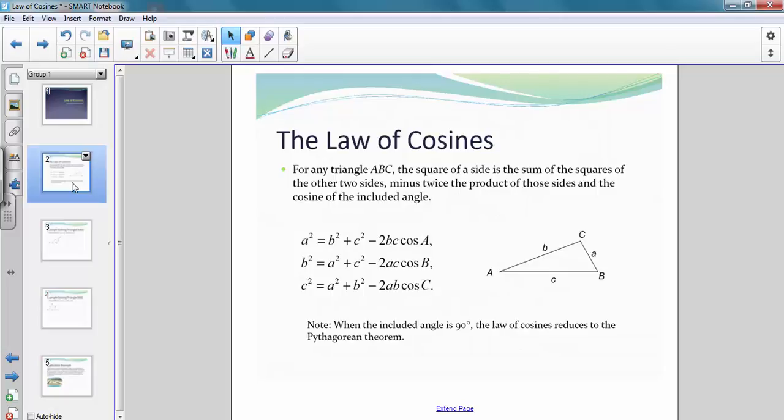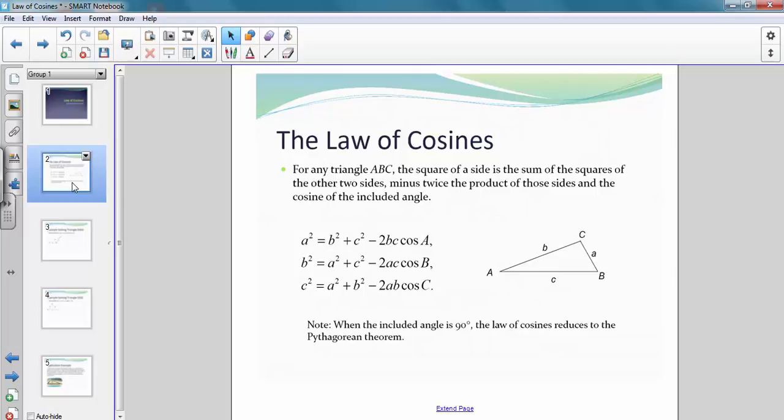are not right triangles. We use the law of cosines to solve triangles of the form side, side, side, or side, angle, side. The law of cosines can be derived by using trigonometric ratios and the distance formula. To save time, I won't derive this equation for you, but notice that when the included angle is 90 degrees, the law of cosines is reduced to the Pythagorean theorem.